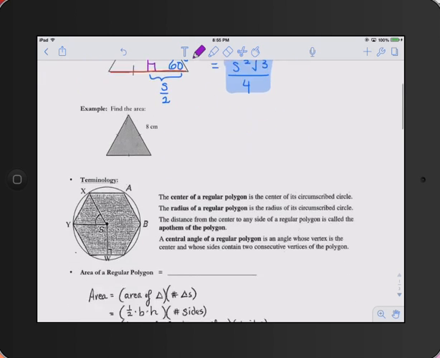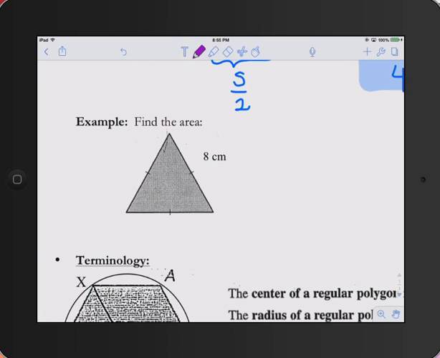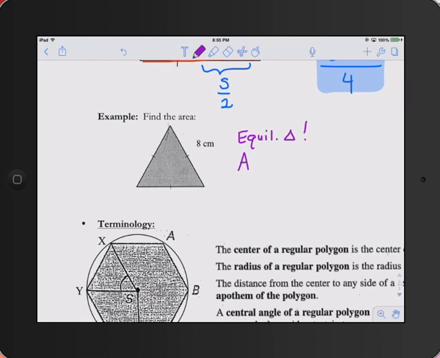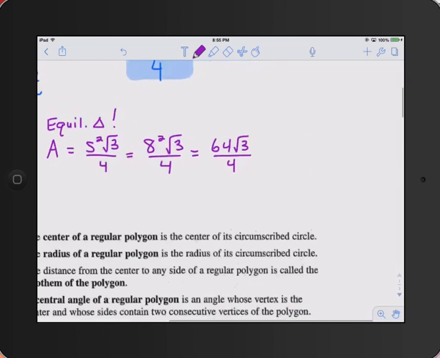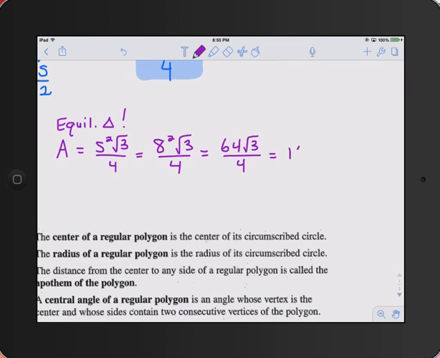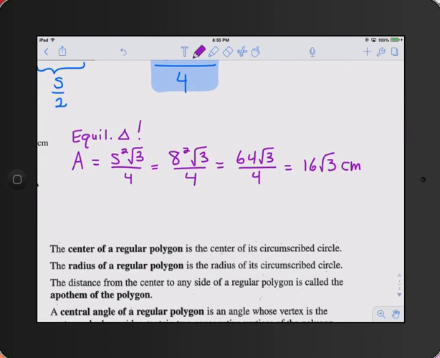Okay, so here's an example. If you have this equilateral triangle, remember this formula is only for the area of an equilateral triangle. So the area is s squared root 3 over 4. The side is 8, so it would be 8 squared root 3 over 4, which is 64 root 3 over 4. And then remember, you can simplify the numbers on the outside, so it becomes 16 root 3. That would be centimeters squared.